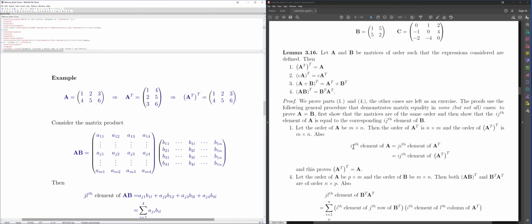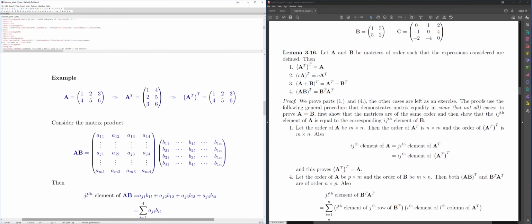Anyway, so here I go from ijth to jith back to ijth. And notice with these equalities, what I get is any element of A in the ijth position is going to be equal to the corresponding element of A transpose. And that will show me the equality. So this is how you would prove it. First you show that the orders are the same, and then you show that the ijth element of one side is equal to the ijth element of the other side.